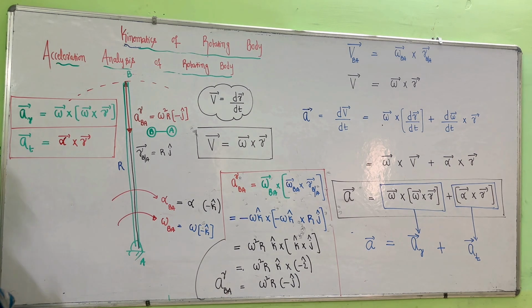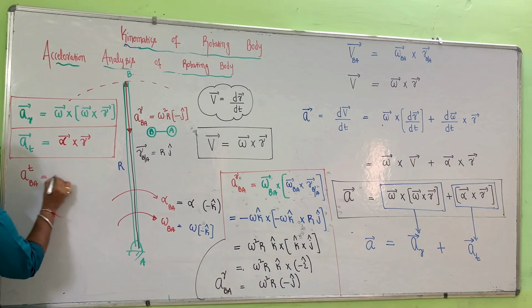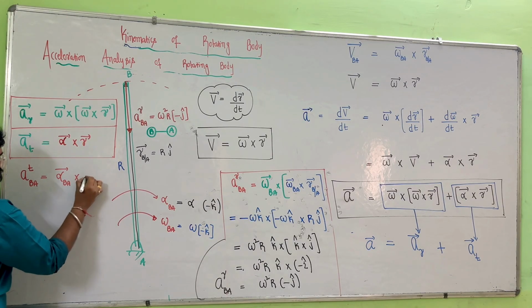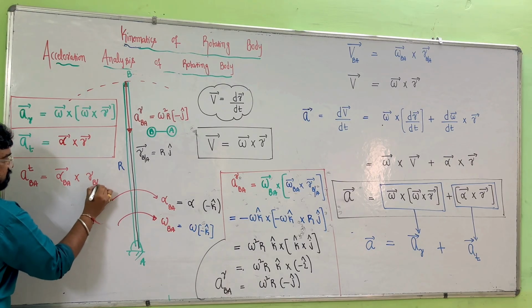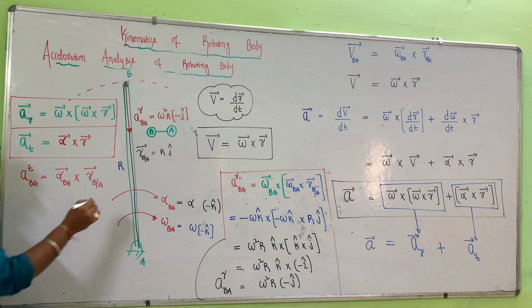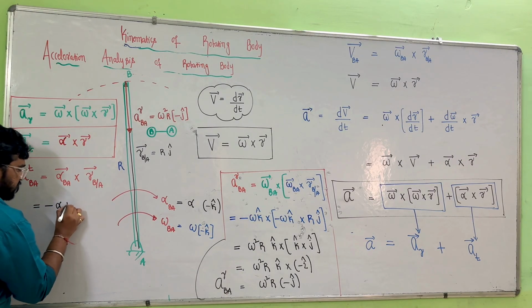Now coming to tangential acceleration at point B with respect to point A: alpha BA bar crossed with position of point B with respect to point A. Then alpha BA bar is how much? Minus alpha K cap.